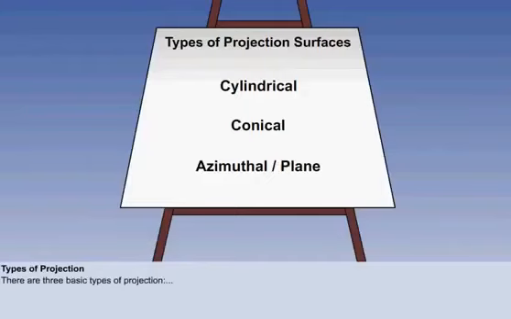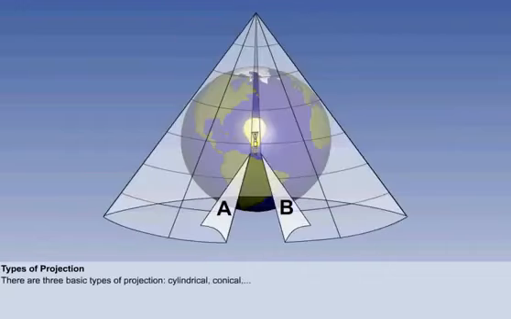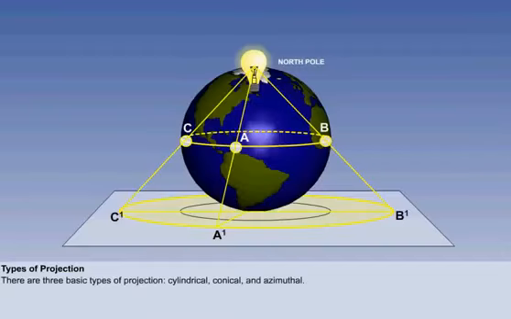There are three basic types of projection: cylindrical, conical, and azimuthal or plane. We'll now have a look at each type in more detail.